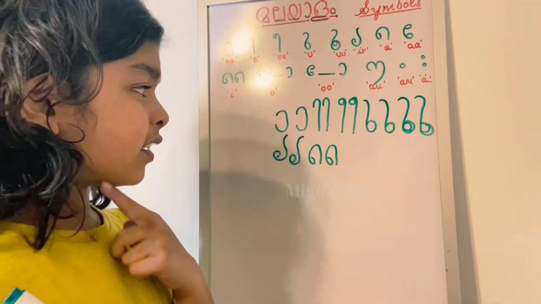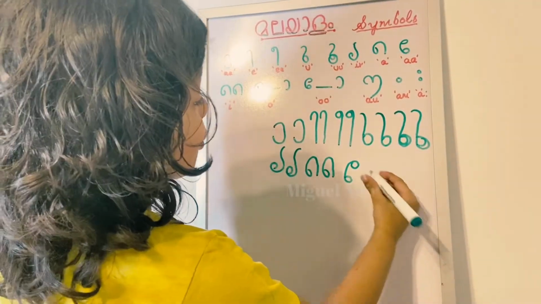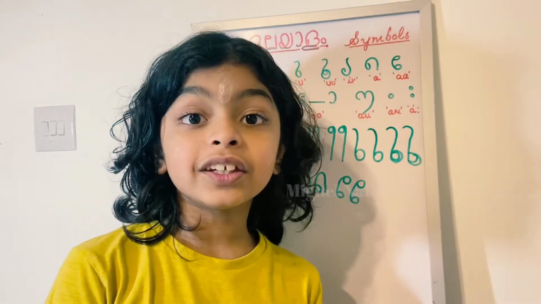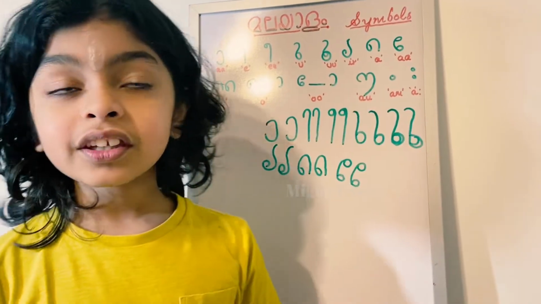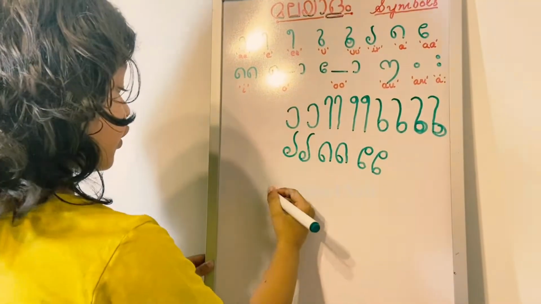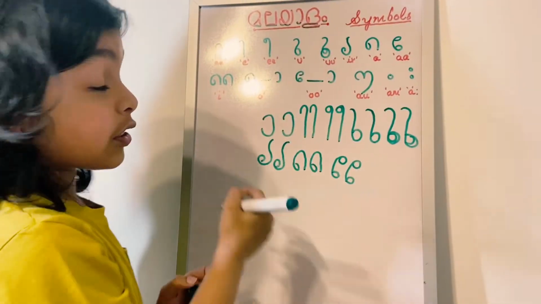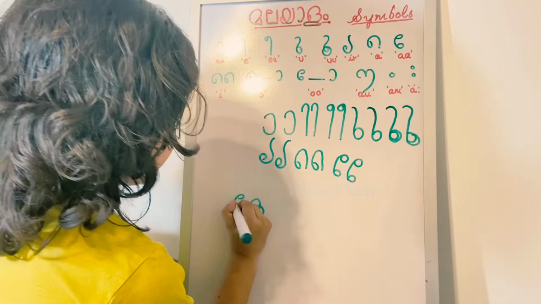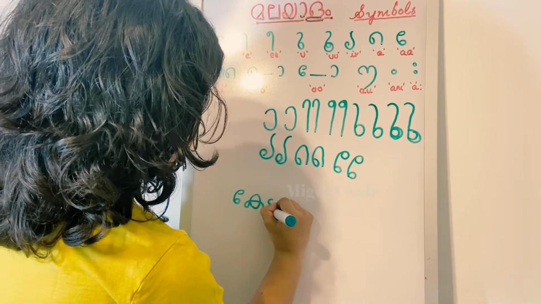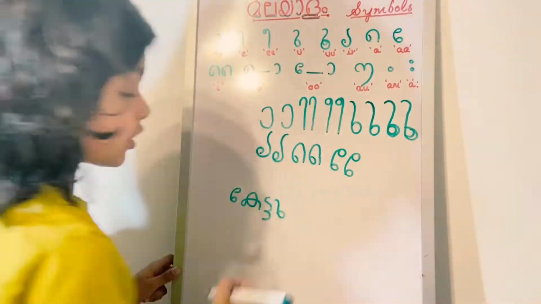Next one is A. A is like this. Let me show you it one more time. We use the symbol A in the word getu, which means heard. So, we have a car, but still, we need to put the A at the front. Like this. Ke. Then we have tu. Just like that.